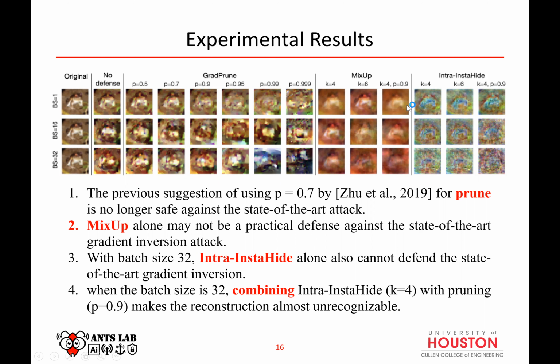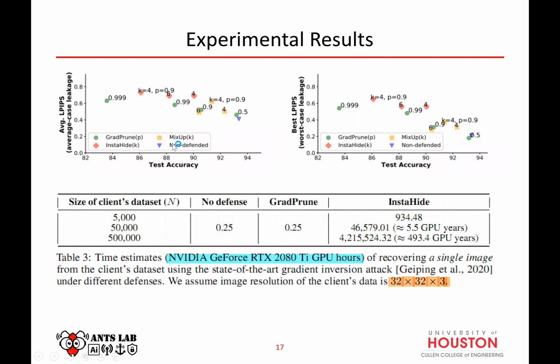Yes, the three methods have no quantified level like differential privacy. They only show the trade-off between the defense performance and the test accuracy of the model. But these have no theoretical proof. They only do the experiments. What do they mean by worst case leakage and average case leakage? What do they mean by this?